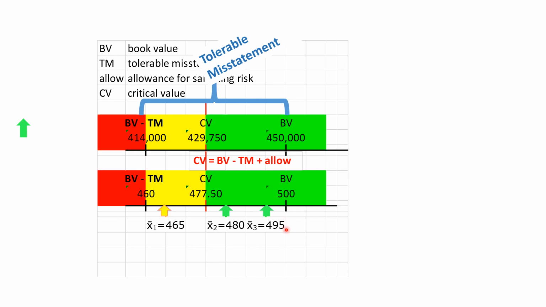Now, what I'd like you to think about is, this is how easy it is if you get the concept down. The closer I am to the book value, the happier I am. The less the probability that the true value is less than 414,000. As I move further from the book value, the probability that the true value is less than 414 increases. As I move further to the left, the probability that the true value is less than 414 increases. So the further my sample result gets from the book value, the higher the probability that that inventory is materially misstated.